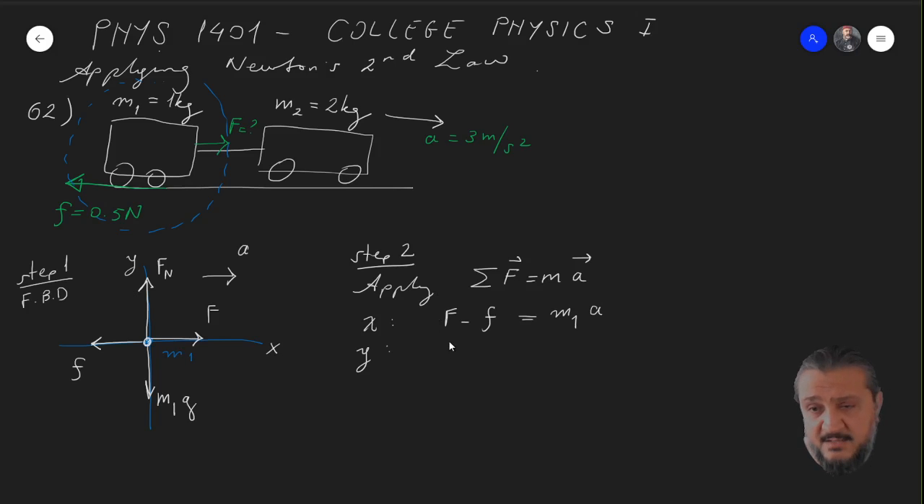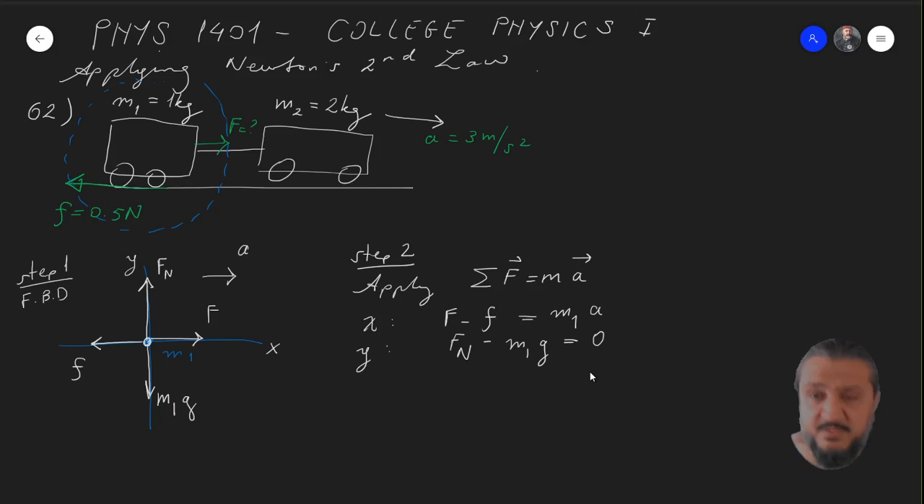We have fn upward, and we have m1g downward, therefore negative, equals mass times the y component of the acceleration, but acceleration doesn't have any y component, or 0, right? So it is equal to 0. That's the second step, writing the equations that come from Newton's second law.